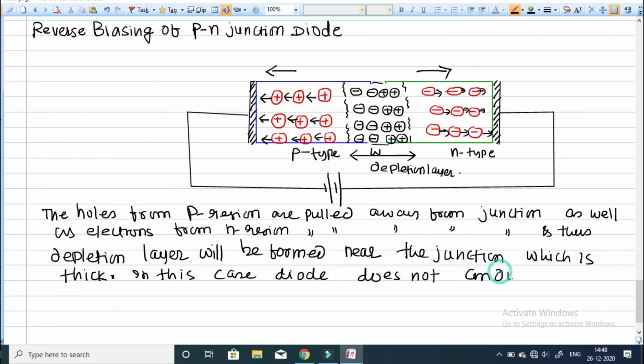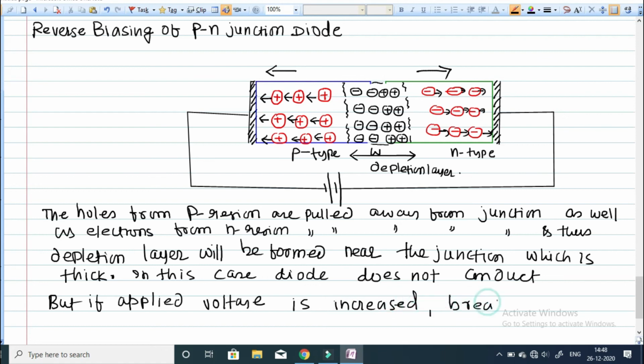Because it is not getting the closed path. Okay. But if applied voltage is increased, breakdown will occur. The holes and the electrons that are fixed in their lattice will get sufficient energy due to the thermal heating of the diode, and breakdown will occur.